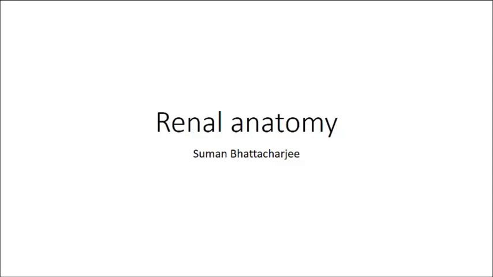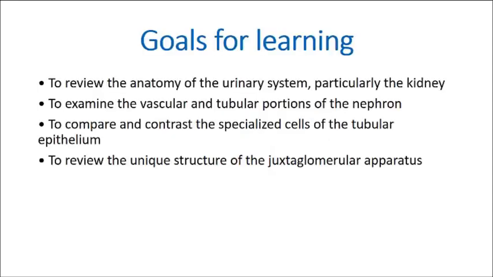So let's talk about the urinary system overview, that is the anatomy. The goals for our learning are to review the anatomy of the urinary system, particularly the kidney, to examine the vascular and tubular portions of the nephron, to compare and contrast the specialized cells of the tubular epithelium, and to review the unique structure of the juxtaglomerular apparatus. We'll see all of them, and we'll also see the structures associated with the function. So we'll try to figure out what roles are played by these structures. Let's move.